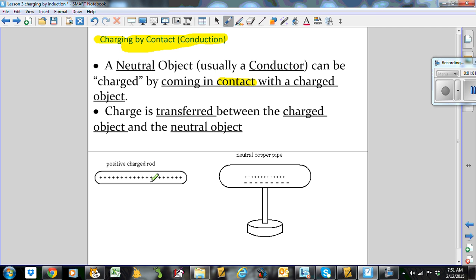So here we have a neutral copper pipe on an insulated stand. You can tell it's neutral. There are positive and negative signs here, equal numbers of each. It is neutral. We have a positively charged rod over here. It might have been rubbed with rabbit fur or something like that. It's been given a positive charge.